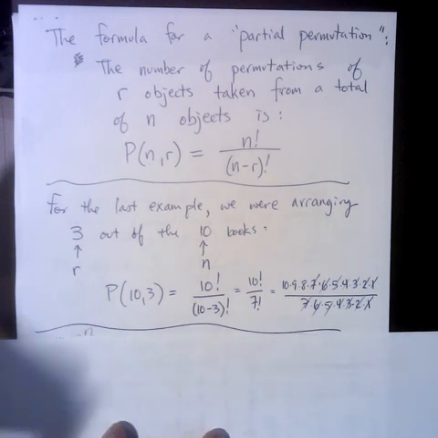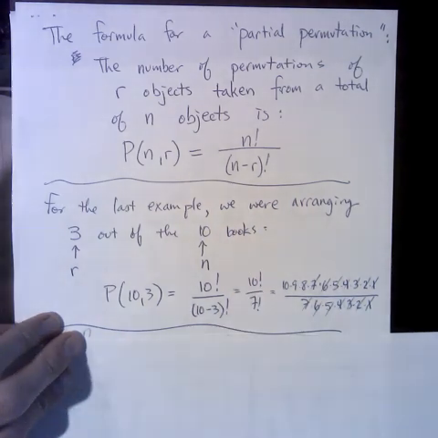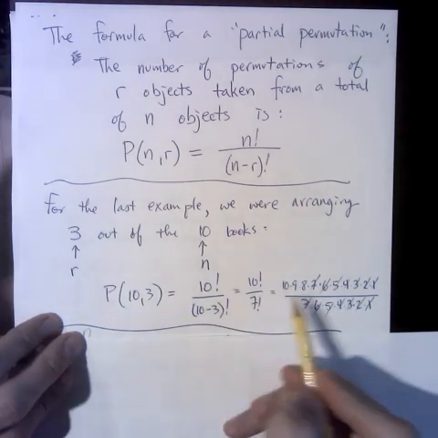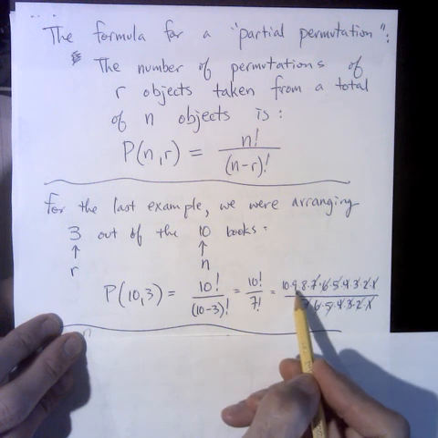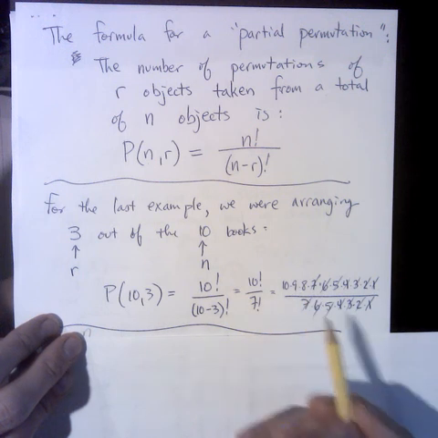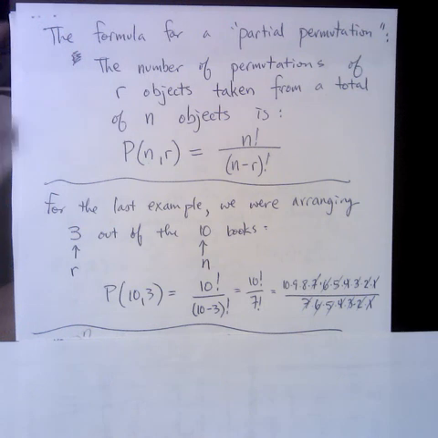Okay, so this formula right here does the same thing that we were doing with that book problem. It cancels out everything except those first 3 numbers that we want to stay. 10 choices for the first book, 9 choices for the second, 8 choices for the third, would be a total of 720.